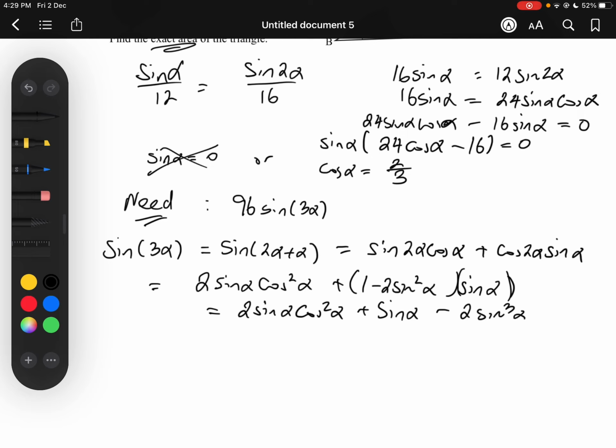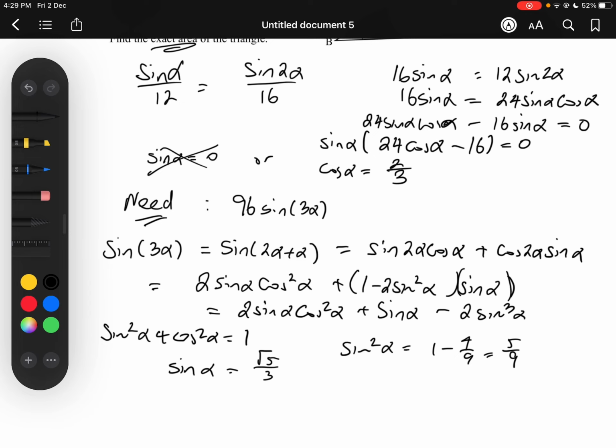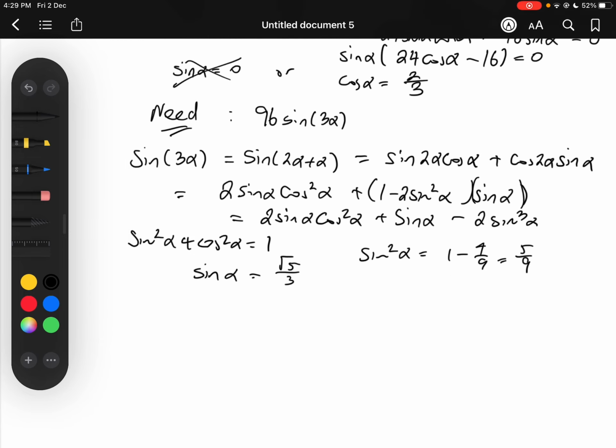So let's find exactly what sine alpha is by using our trig identity: sine squared of alpha plus cos squared of alpha equals 1. So we know that sine squared alpha equals 1 minus 4 over 9, which equals 5 over 9. Therefore, sine alpha equals root 5 over 3.